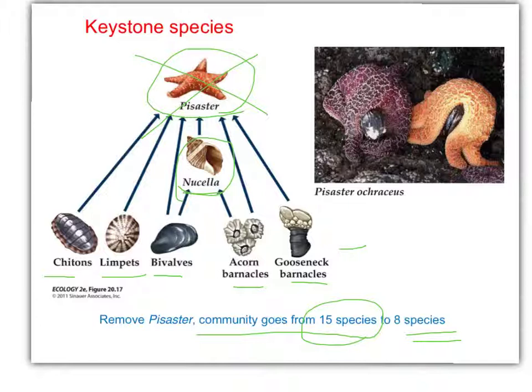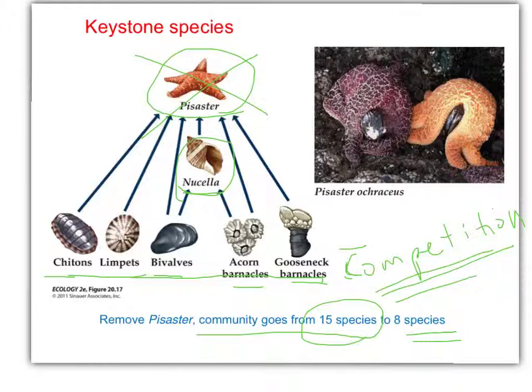So think about the answer to that question and think about the role of competition in the answer to that question, right? Because when you remove a predator, what's going to happen to the abundances of the prey species? And then therefore, what's going to happen to the strength of the competition amongst those prey species? And that may give you the answer to why we see the community dropping from 15 to 8 species in the absence of this keystone predator.